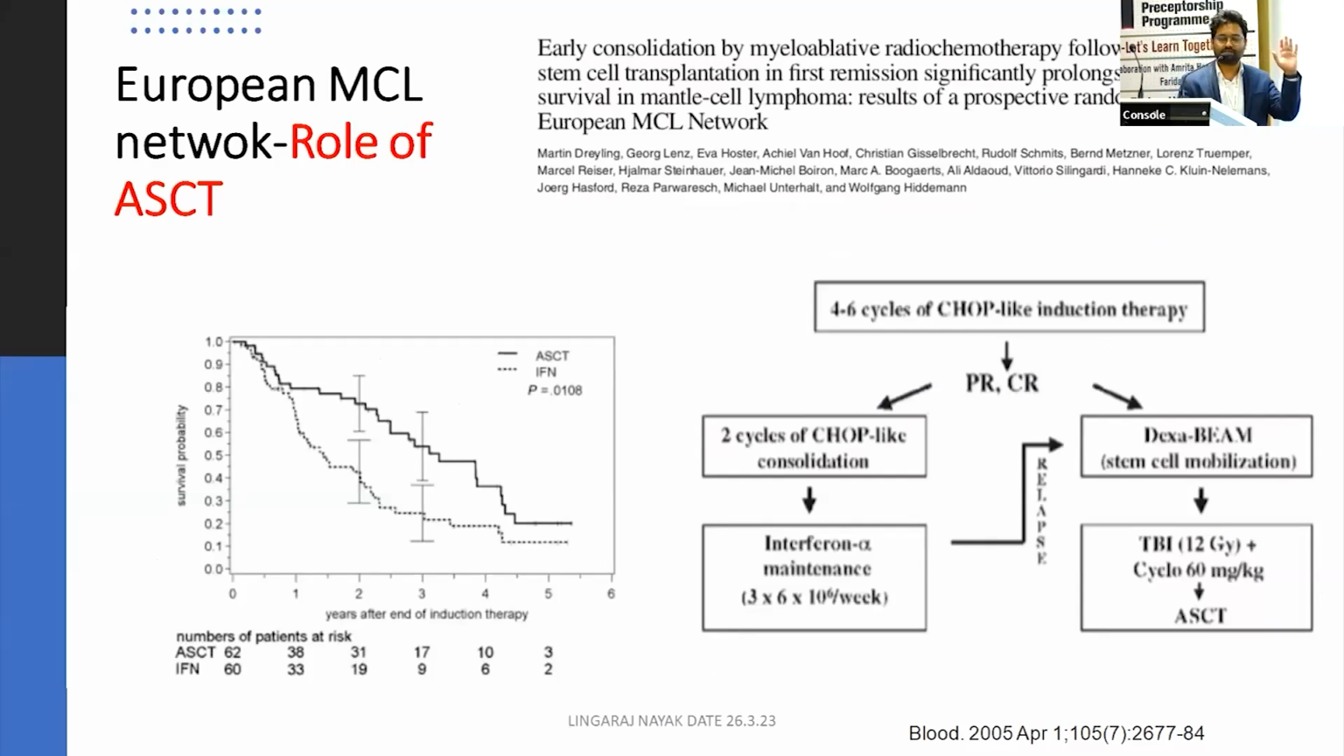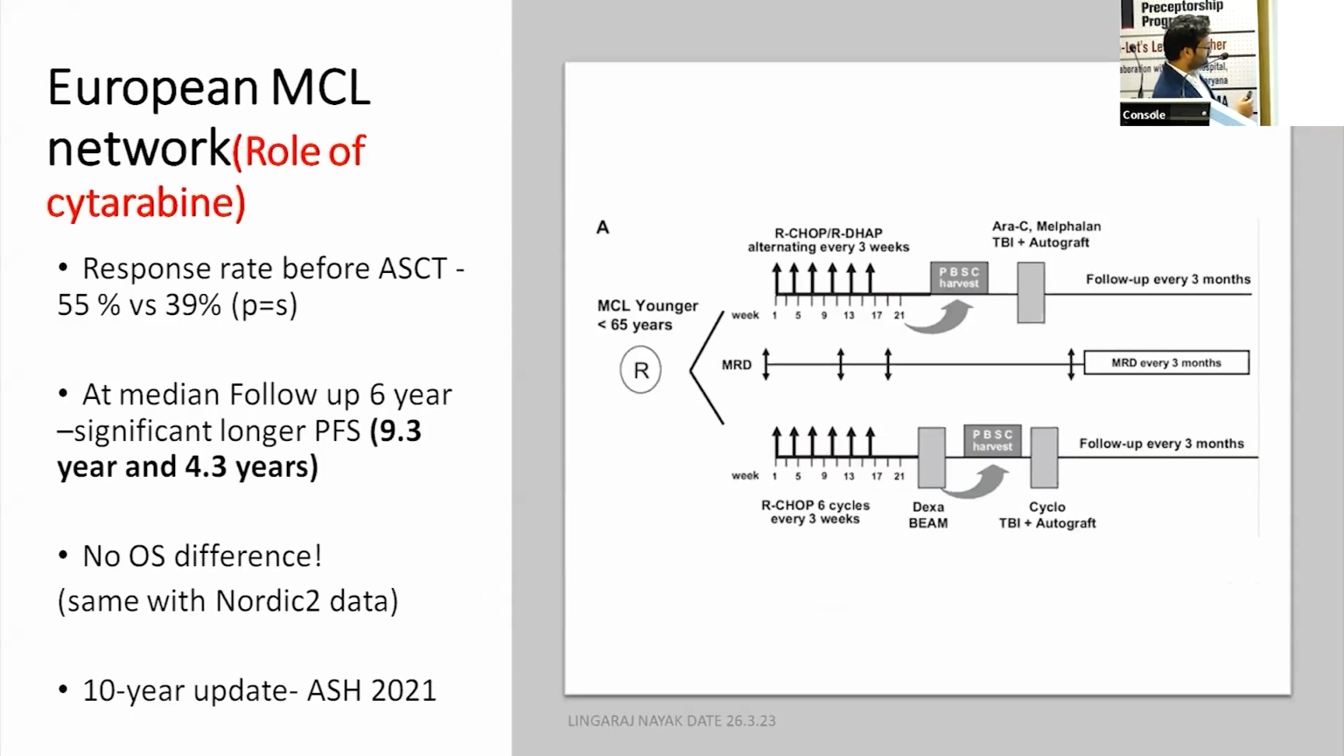Okay, this is from the European MCL network. In the pre-rituximab era, you can see R-CHOP and transplant versus interferon maintenance, with a clear-cut benefit in EFS. This is the data again from the European MCL network, so both studies are from the European MCL network. And you can see R-CHOP versus R-DHAP, at a median follow-up of 6 years. See the difference. They are asking only about the addition of cytarabine, which is important. Transplant was done in both arms.